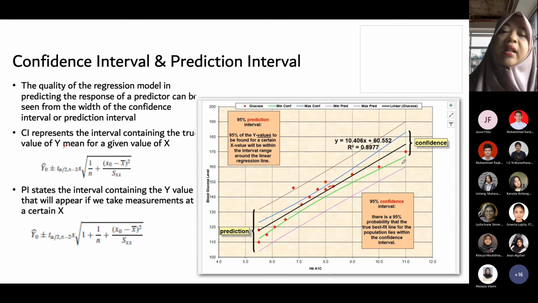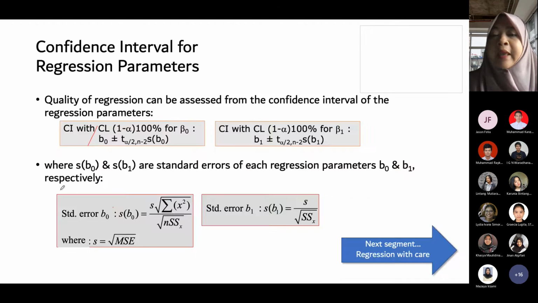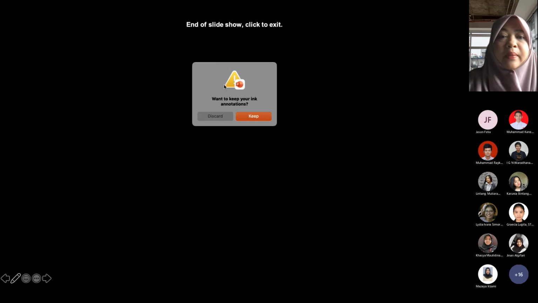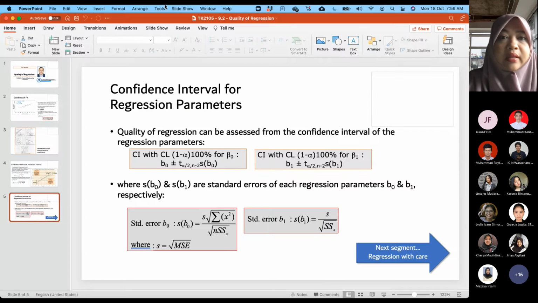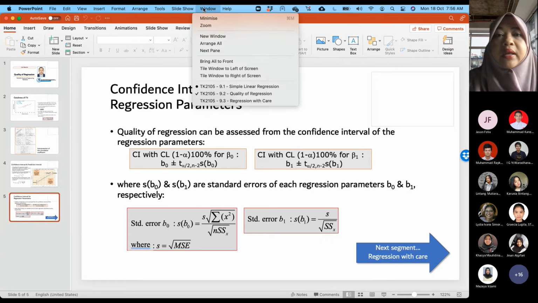Because the model is also a prediction, right? And in any prediction we have those intervals, the confidence interval and also the prediction interval. And this will tell you about the confidence interval and the prediction interval. Okay, and then just discard this. And then the last one is regression with care.